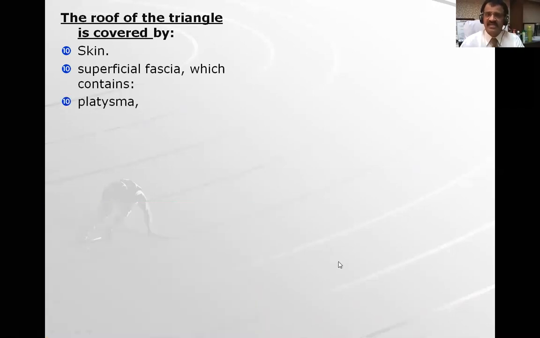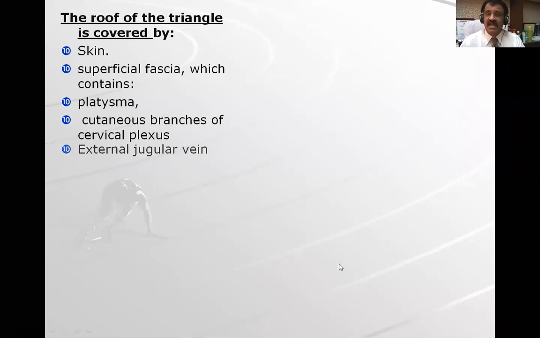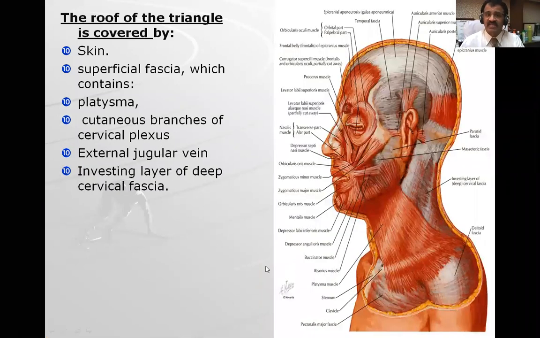Then the superficial fascia, which contains the platysma muscle and many cutaneous branches of the cervical plexus, the external jugular vein, and the investing layer of deep fascia. Last time also I told you that the investing layer of deep fascia forms the roof of the anterior triangle also. So this picture is quite clear. You can see it clearly.